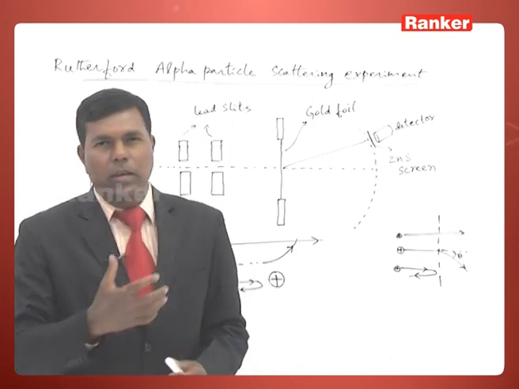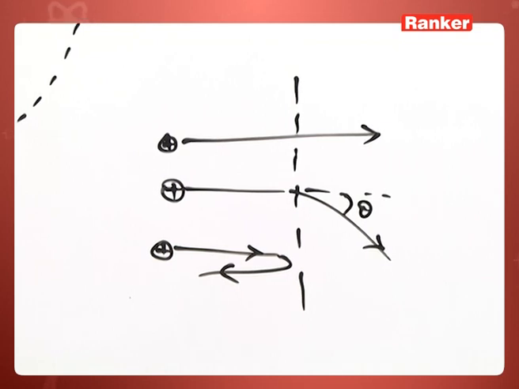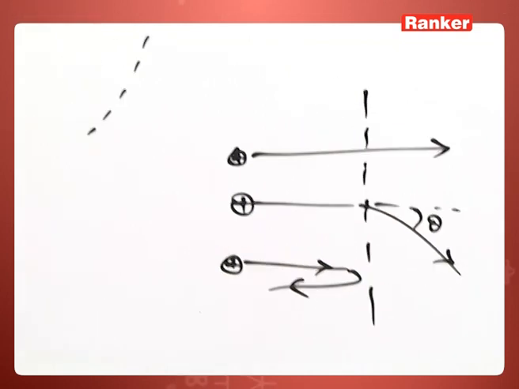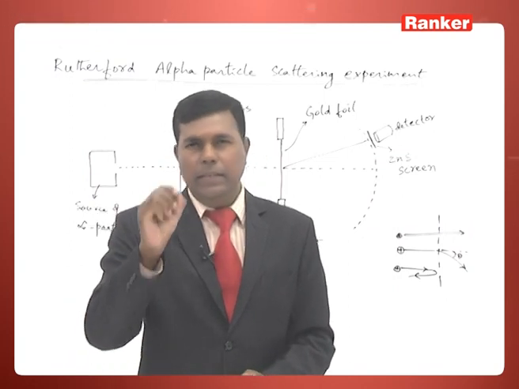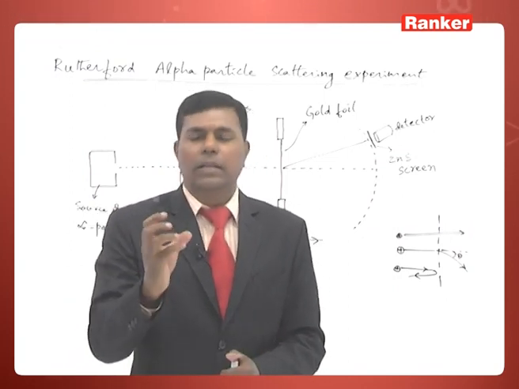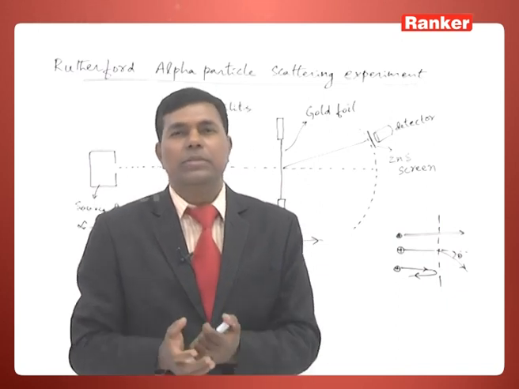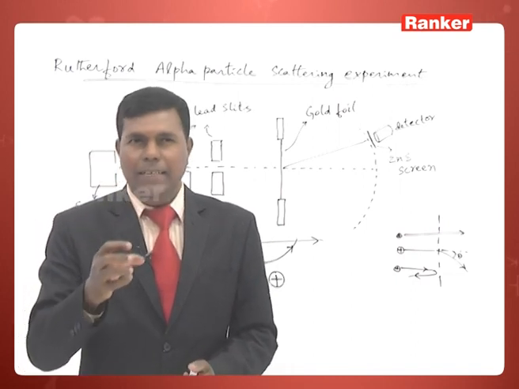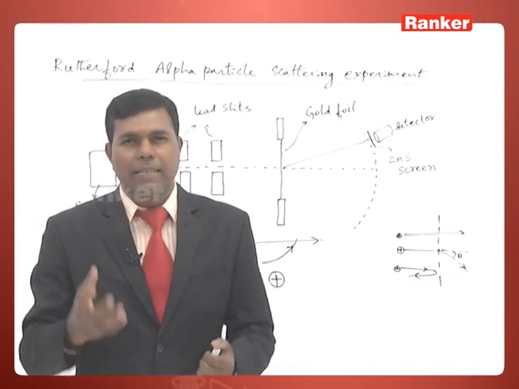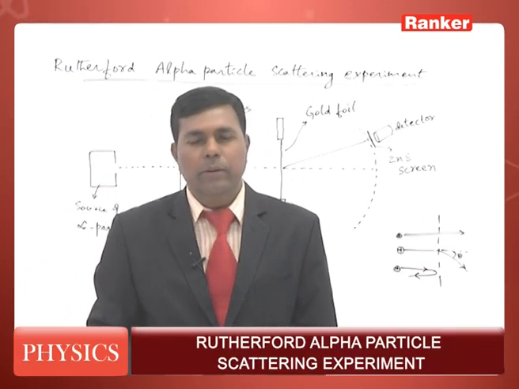The Rutherford model is also known as nuclear atom model. According to this model, most of the mass and positive charge of the atom is concentrated in a small region of the dimension of 10 power minus 14 meter. This is actually the dimension of the nucleus. That positive charge of the atom is named as nucleus later. That is why Rutherford is credited with the discovery of the nucleus.